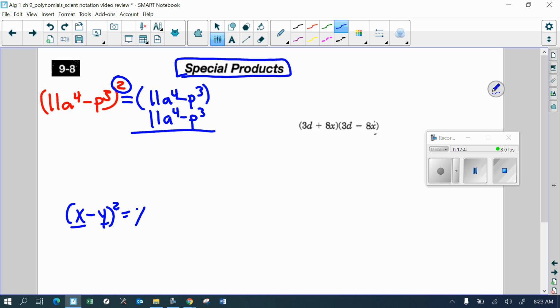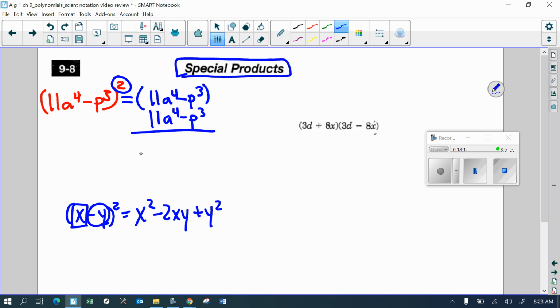You square the first term, so multiply it by itself. You can multiply the two terms together, so x times negative y is negative xy, and then double that, so it's negative 2xy for the middle term. And last term, you just square the last term. Negative y times negative y is positive y squared. That's what will always happen anytime you square a binomial.